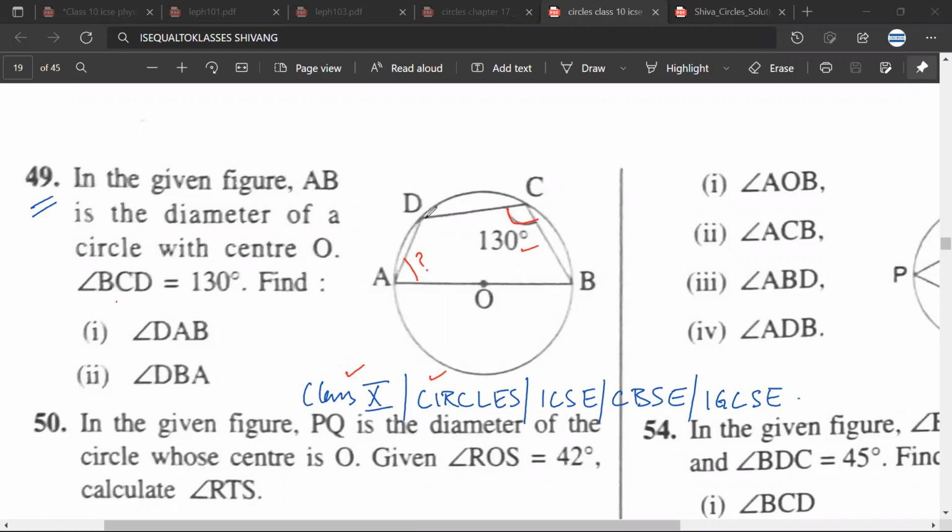DBA. Basically, we'll have to join this. And DBA is the angle that we need to find.